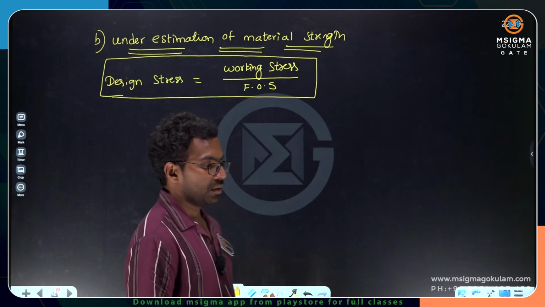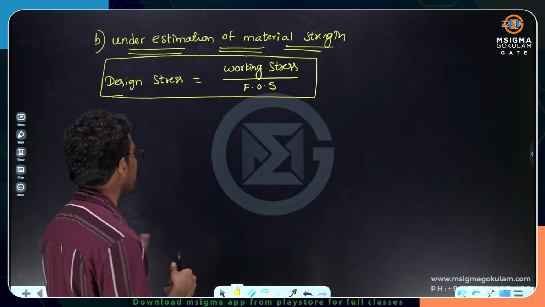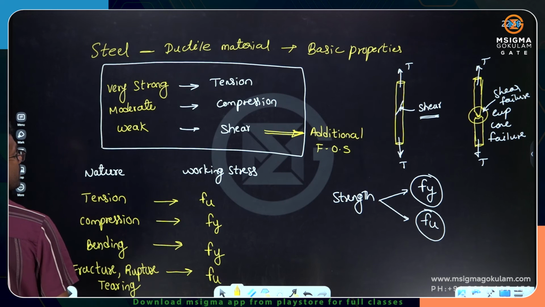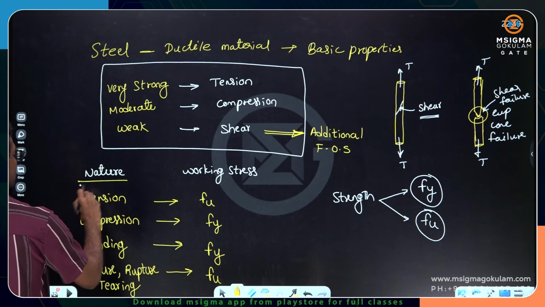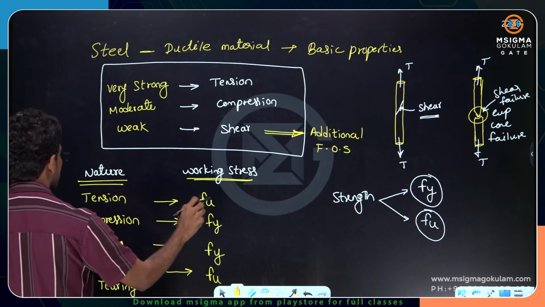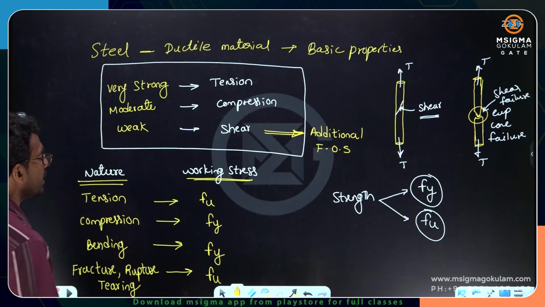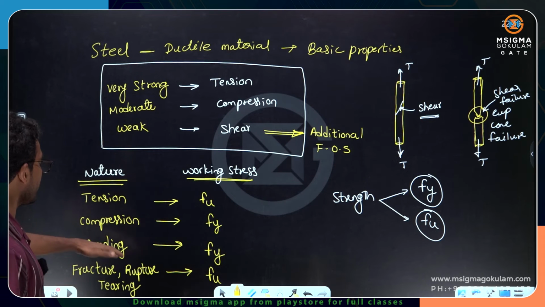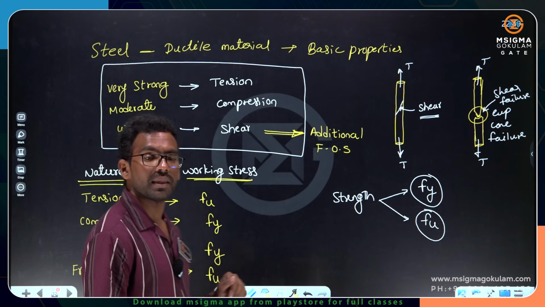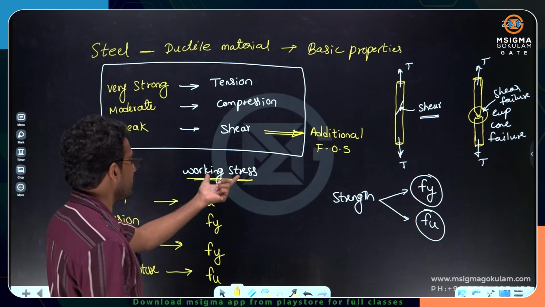Now, my dear friends, I already know working stresses. In some cases I have already given working stresses; if you want to look back, I have given those things here. So what is the nature of stress and what is the corresponding working stress? If it is tension, the corresponding working stress is ultimate stress. If it is compression, the corresponding working stress is Fy. If it is bending, the corresponding stress is yield stress. And if it is fracture, rupture or tearing, the corresponding stress is ultimate stress. So you know all the working stresses, but I want design stress.